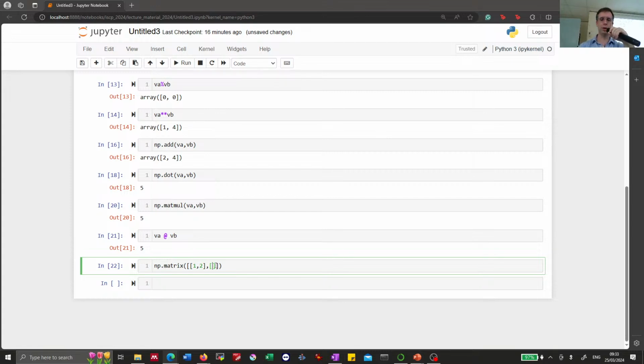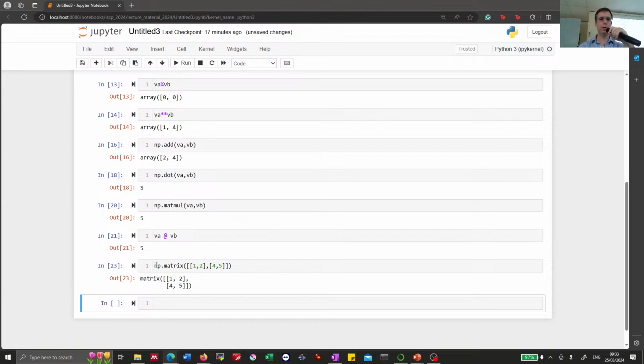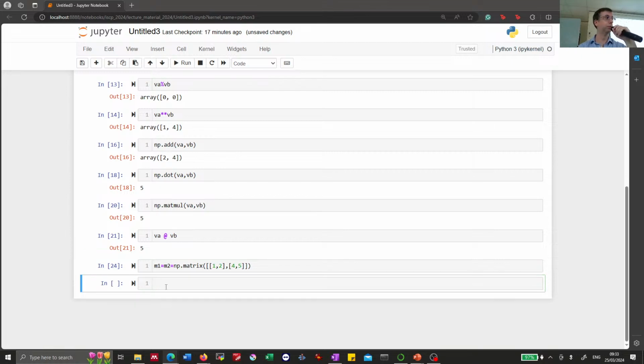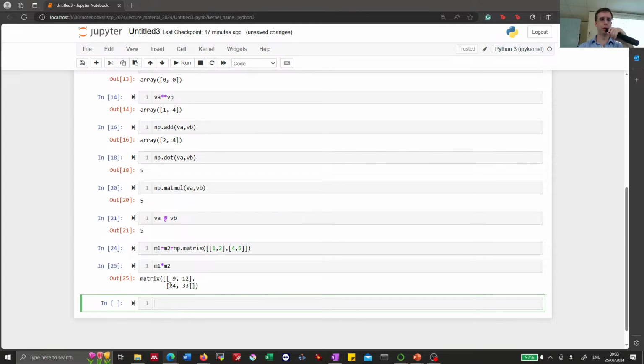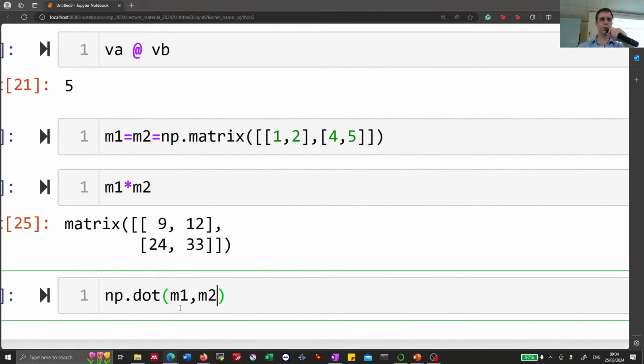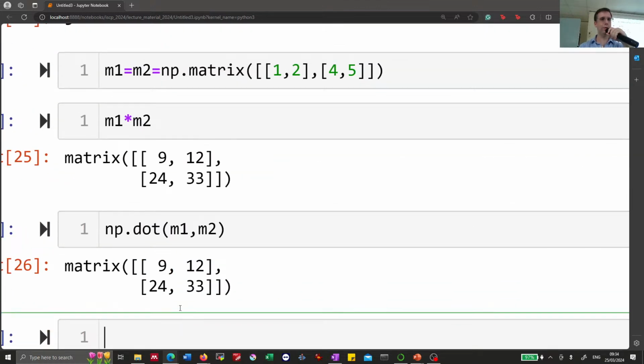So I can just define my matrix for 5 here. I call this M1, okay? And I call this M2 as well. So far, so good. And now I do M1 times M2. The question is, is this now element-wise or is this a proper matrix multiplication? Numpy dot M1 comma M2. That's how I can check here, right? And it's actually the very, very same result.